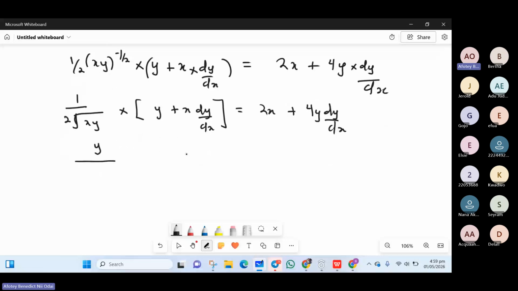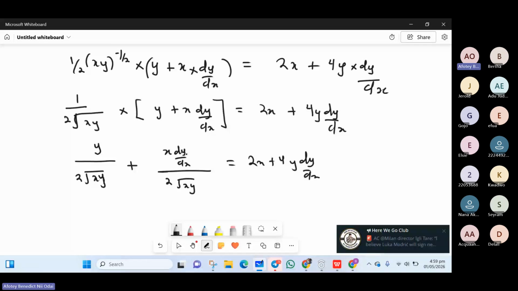So we get y on 2 root of xy plus x dy on dx on 2 root of xy, and this is equal to 2x plus 4y dy on dx. And this is where things get really interesting. It's not that you don't know, you've actually gotten this step, but this step is also very important, right? The way you go about this step is very important. So how can we go about this?